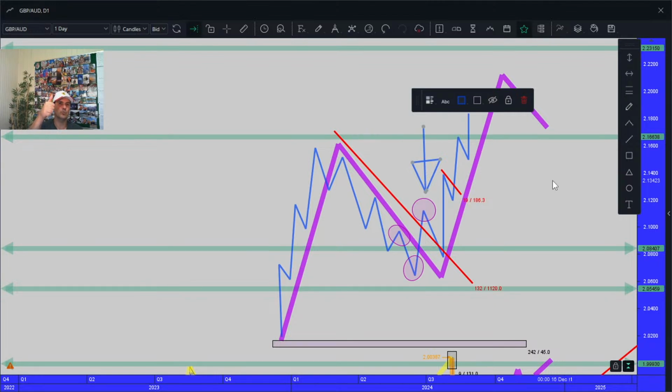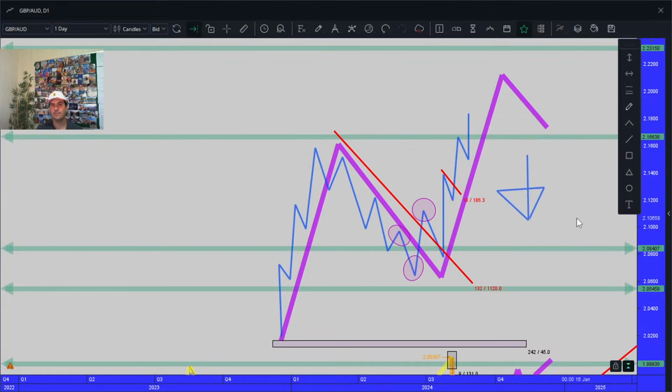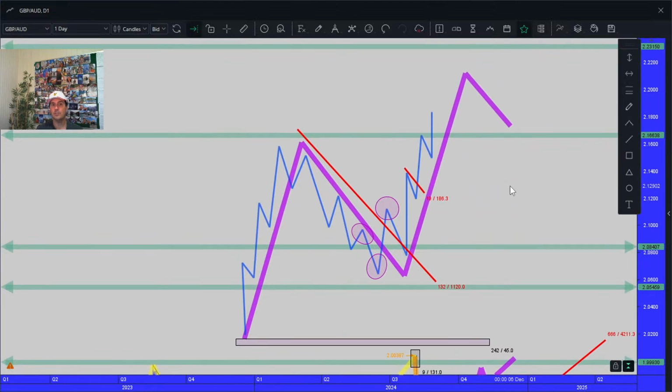But we went to work, we went to our job, we were sleeping, some of us were on vacation, and we missed this entry, right? So if I am trading the blue, the stop loss must go on the blue. Does this make sense, everybody?